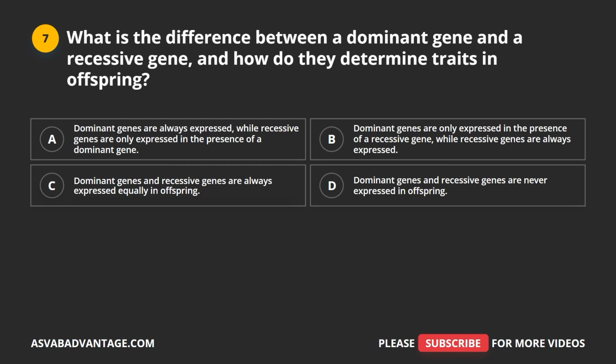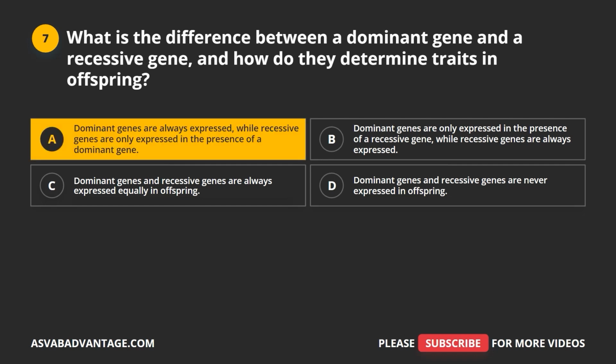The correct answer is A. Dominant genes are always expressed, while recessive genes are only expressed in the presence of a dominant gene.